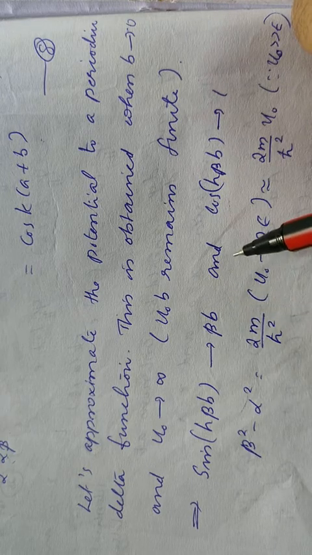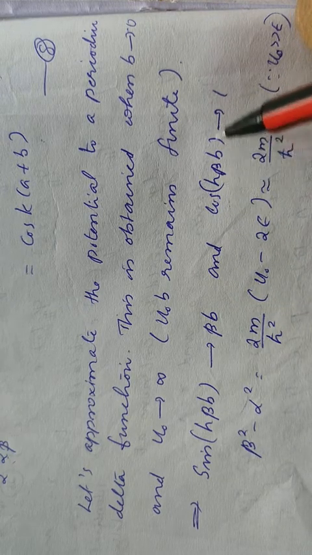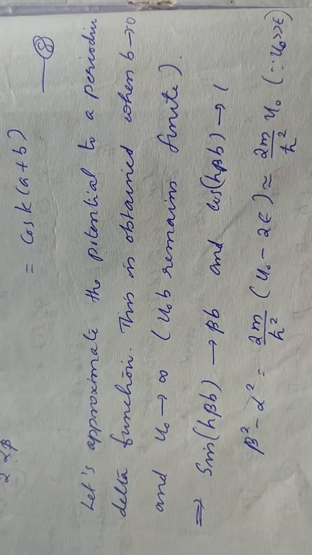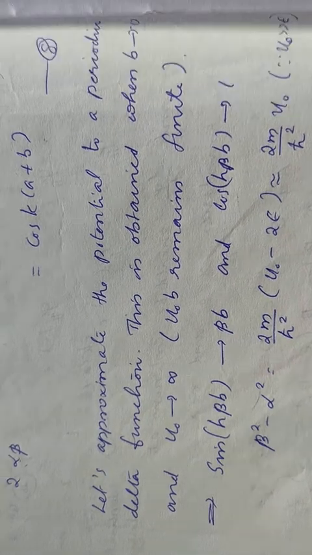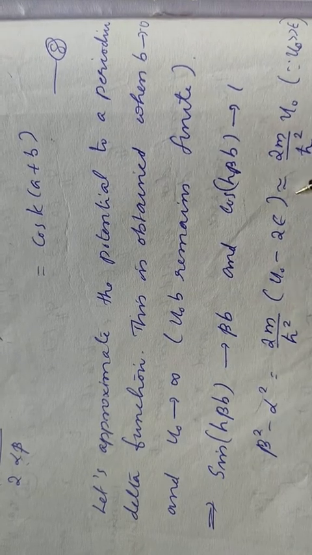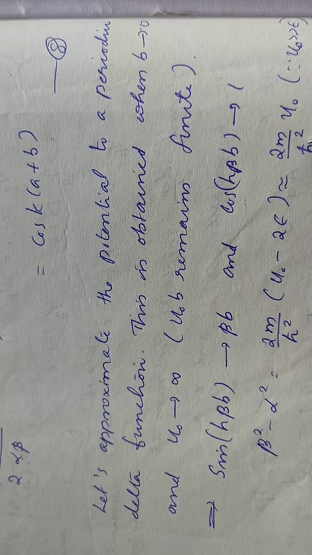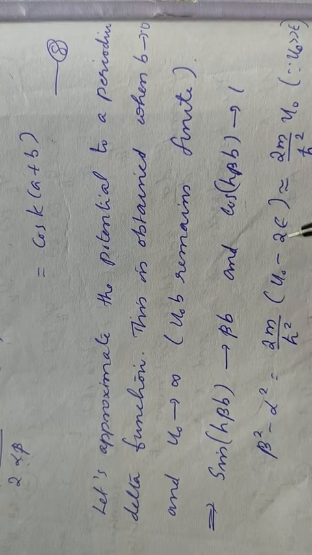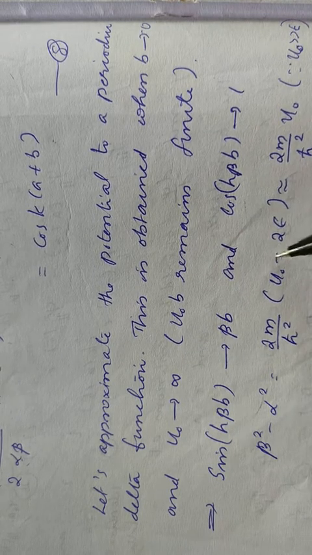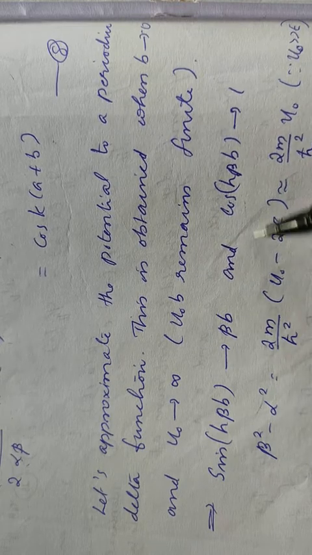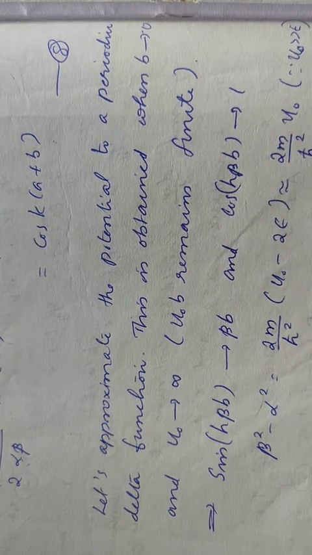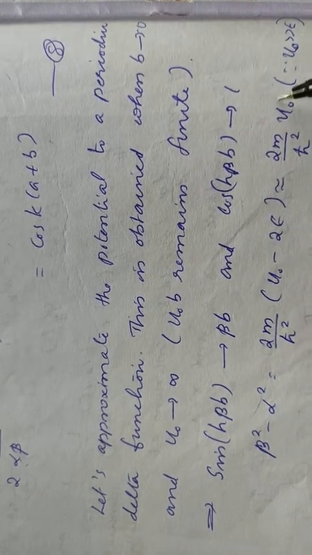So this is beta into b, and cos theta tends to 1 when beta tends to 0. And what is b square minus alpha square? b square minus alpha square becomes approximately 2m by h cut square into u0, because compared to e, u0 shoots out to an infinite value when b tends to 0. So this difference is very negligible since u0 is infinitely large compared to e. So we can neglect this term, so there will be approximately this.